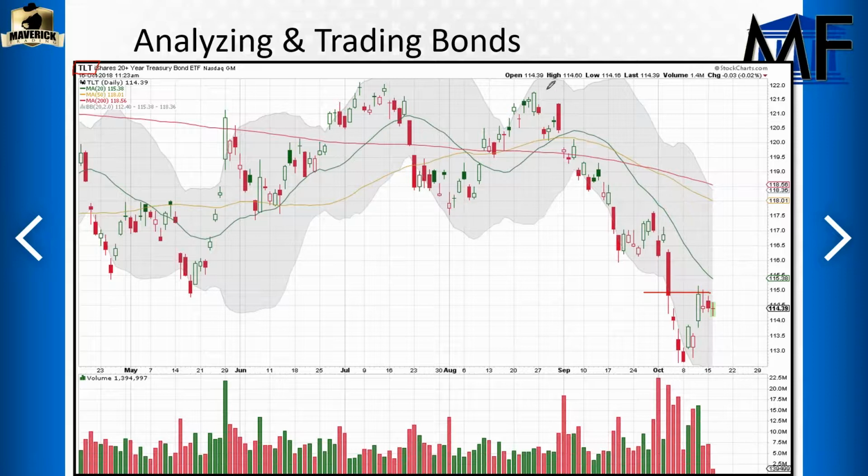But it was a great trade. TLT is a bond price, so we were betting on bond prices going down and yields going up. And this is one of the more popular ETFs that people trade.